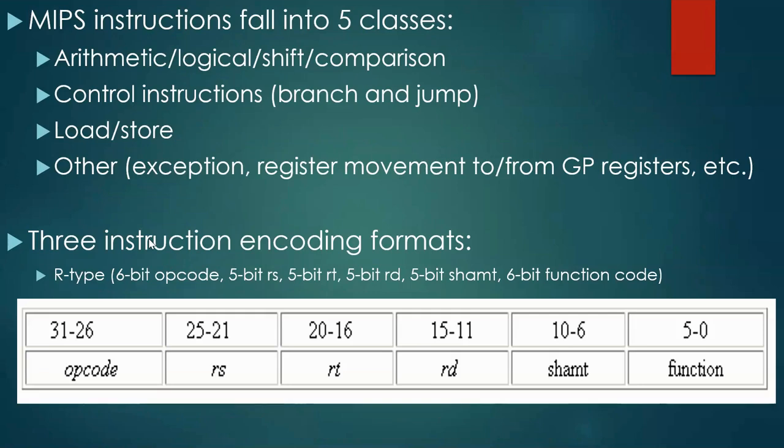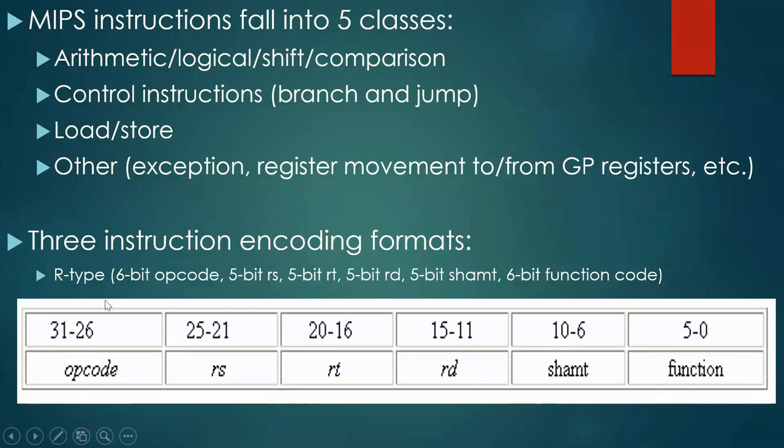MIPS instructions mainly fall into classes such as arithmetic, logical, shift, comparison, control instructions, branch and jump, load and store, exception, and register movement. Usually we have three types of encoding formats in MIPS: R type, I type, and J type. Each type is 32 bits long. So the size of an instruction is 32 bits.